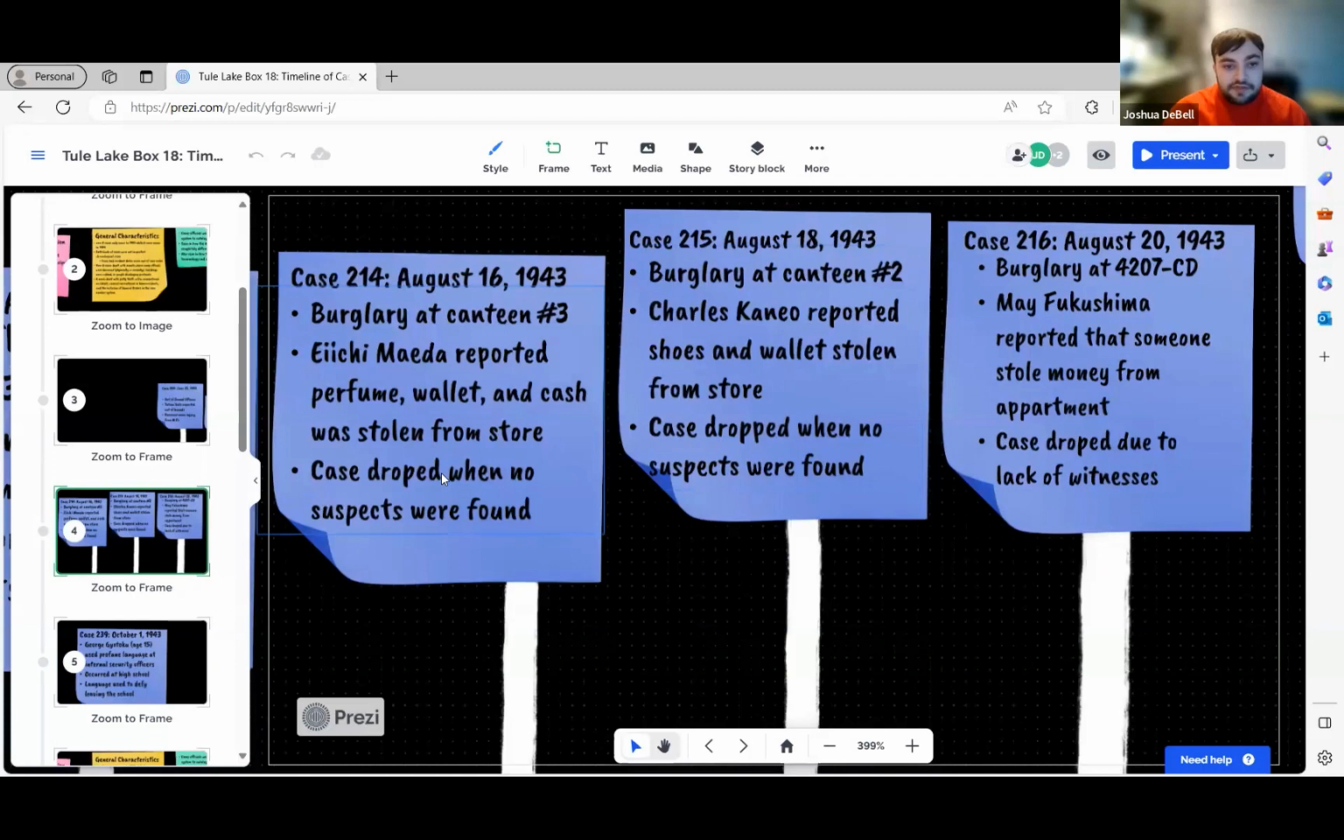And often these cases were dropped when no suspects were found due to lack of witnesses or simply nobody coming forward. So it was very interesting to see these severe cases dealing with WRA buildings not being addressed, due to maybe a lack of help from the community not saying anything, or simply nobody knowing, and not enough resources going into investigation. So that was very interesting to see as well.